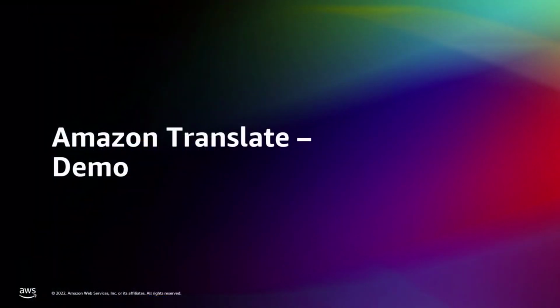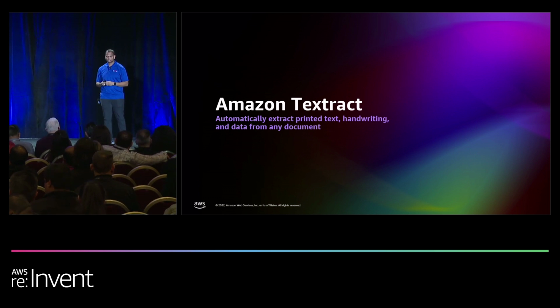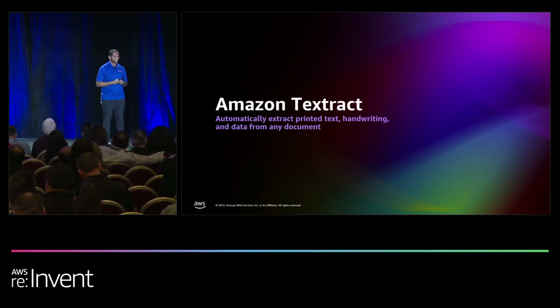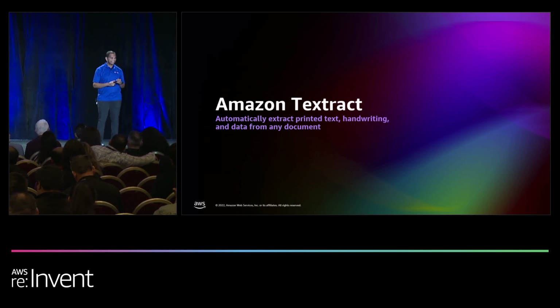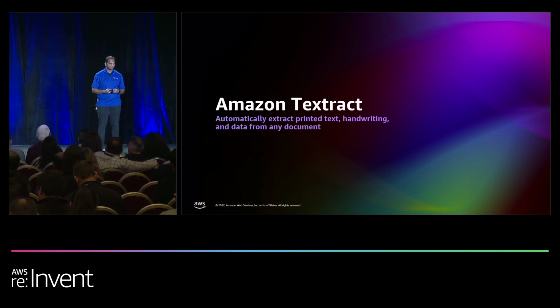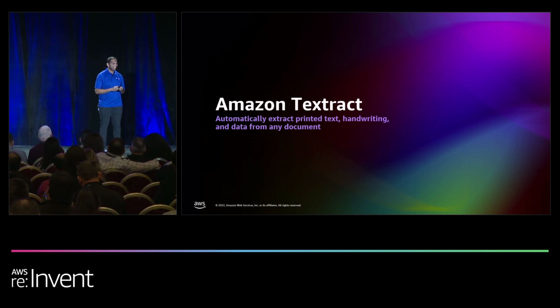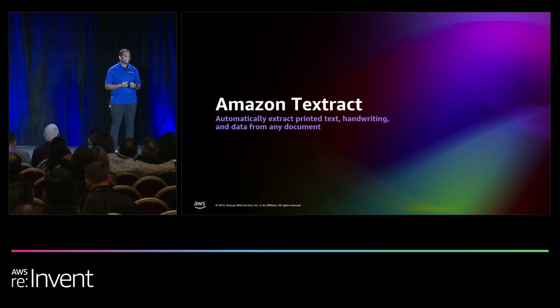Thanks, Alex. So yeah, we have seen how easy it is to add intelligence into your applications. Now we'll talk about the next service, Amazon Textract. Amazon Textract is a machine learning service that helps you to extract text, handwriting, and data from your scanned documents. It provides an industry-leading OCR, optical character recognition, and it goes beyond it when it comes to extracting data from tables and forms, and more on that in a minute.